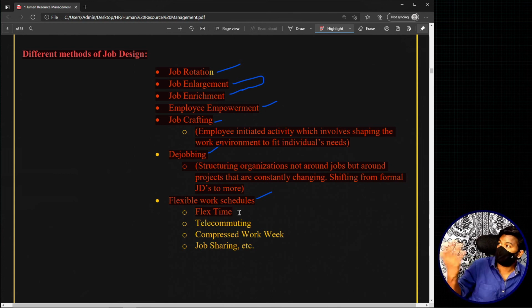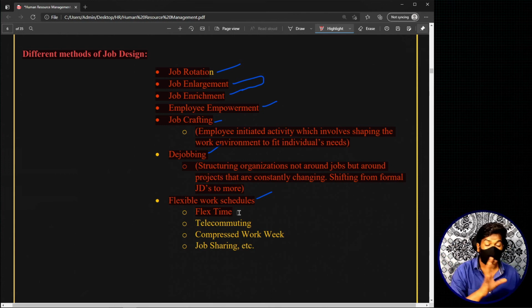For example, initially this particular human resource manager has to come to the office at 10 a.m. and has to leave the office at 5 p.m. Now if you want to change that particular timing system, that means if you want to change how that job used to be, then one of the methods that you can use in the different methods of job design is flex time, where you can bring flexibility in the time schedules.